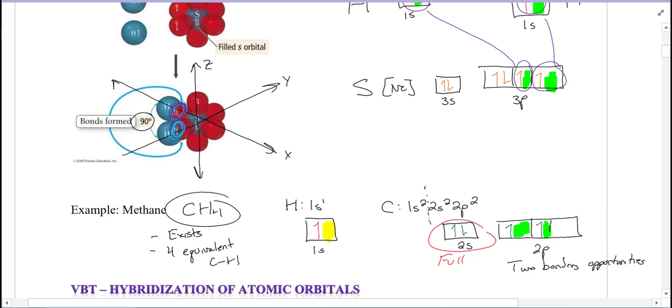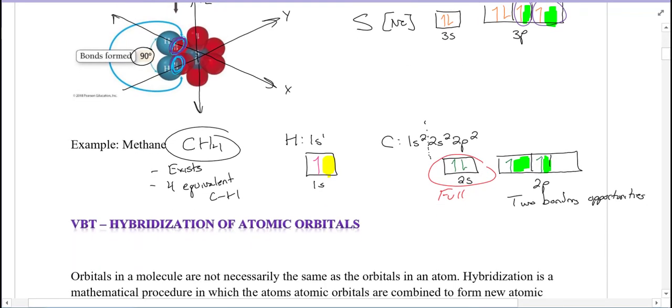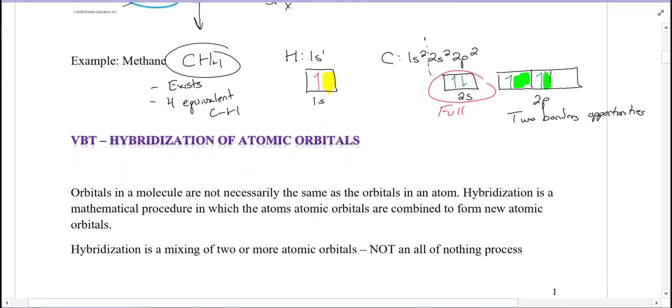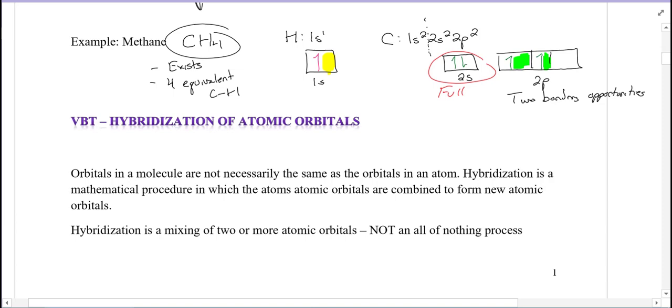We're going to have to modify our model to fit what we observe. That comes to the hybridization of atomic orbitals. Orbitals in a molecule are not necessarily the same as orbitals in an atom. Hybridization is a mathematical procedure in which the atom's atomic orbitals are combined to form new atomic orbitals. Hybridization is a mixing of two or more orbitals. However, it's not an all or nothing process. I don't have to mix them all, but in this example, we do.